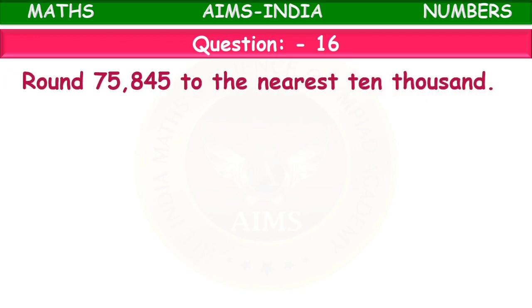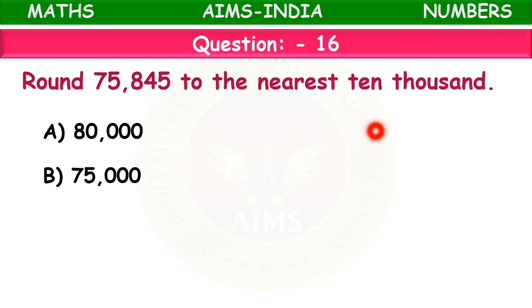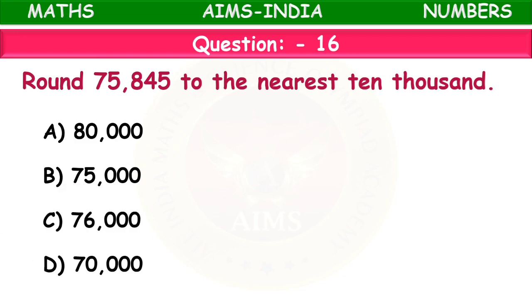Moving on to question number 16. Round 75,845 to the nearest 10,000. Option A, 80,000, option B, 75,000, option C, 76,000, option D, 70,000.